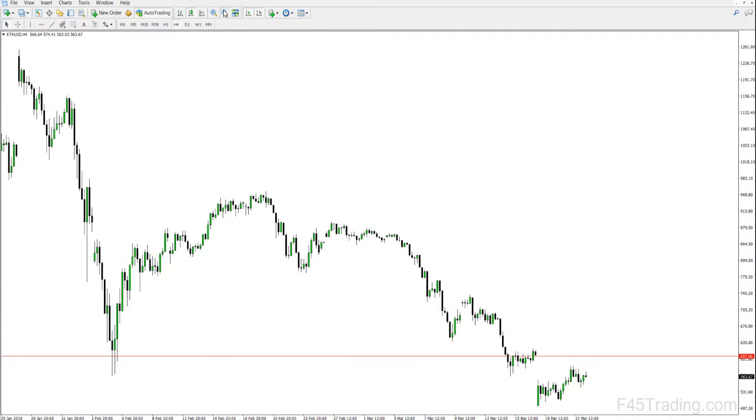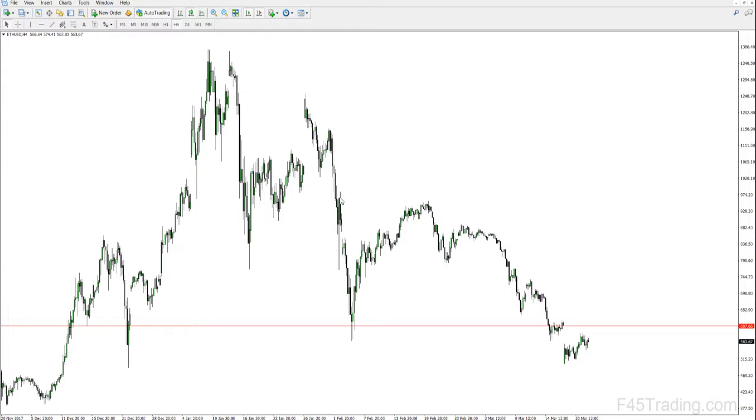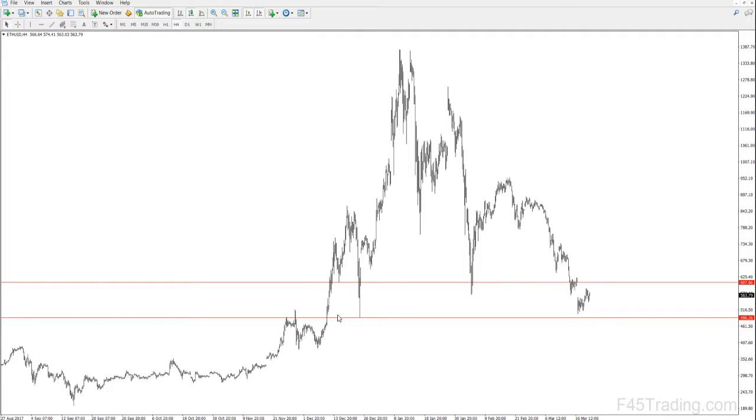I don't really see anything that struck my attention. Price is just sort of lethargically falling off. Took the old low over here. Hasn't taken these lows yet, but that's the next stop on this pair, or in this cryptocurrency here. That's where I think they're going to tag next.